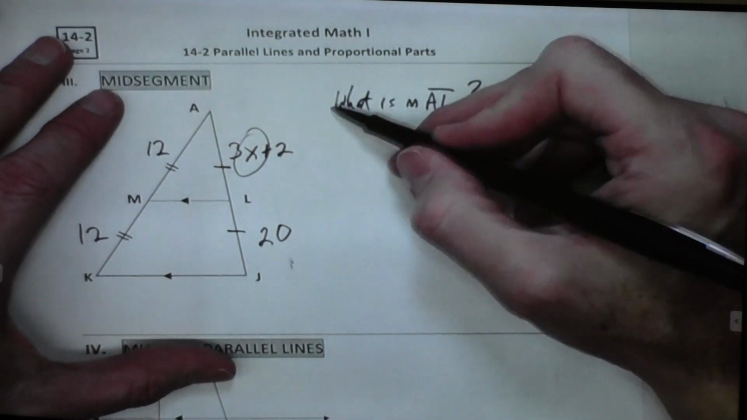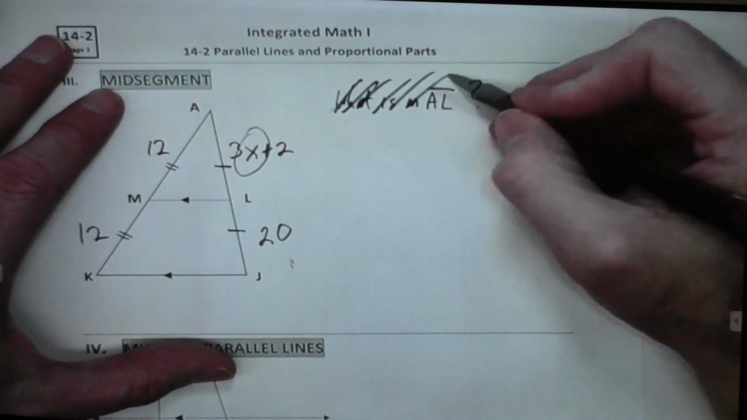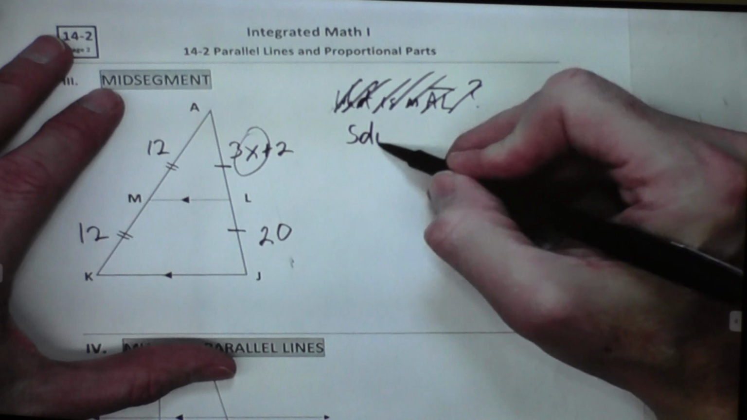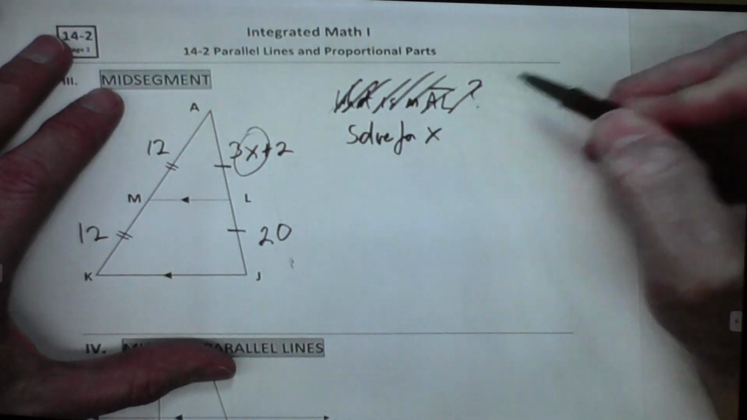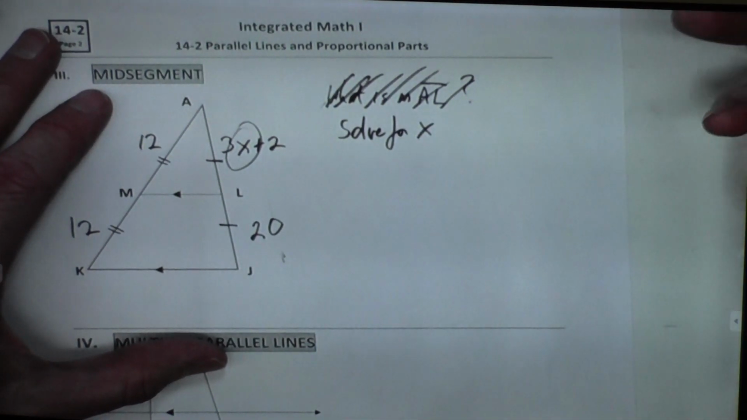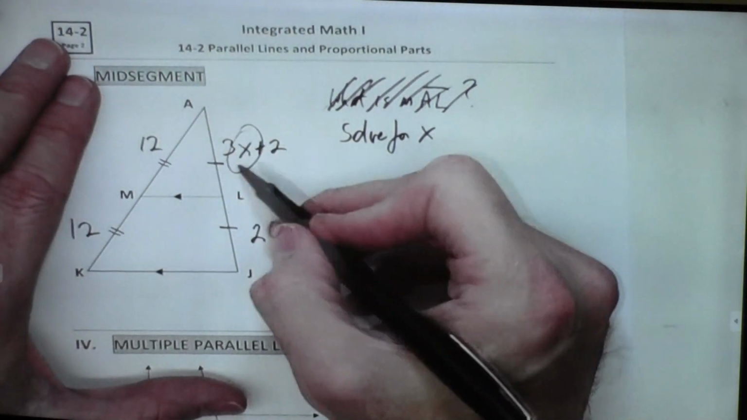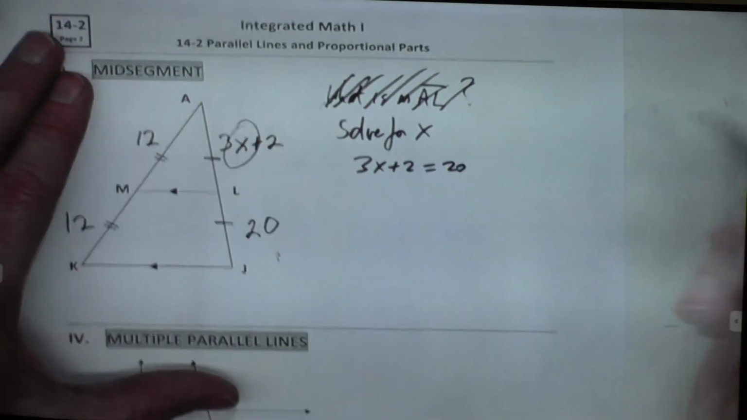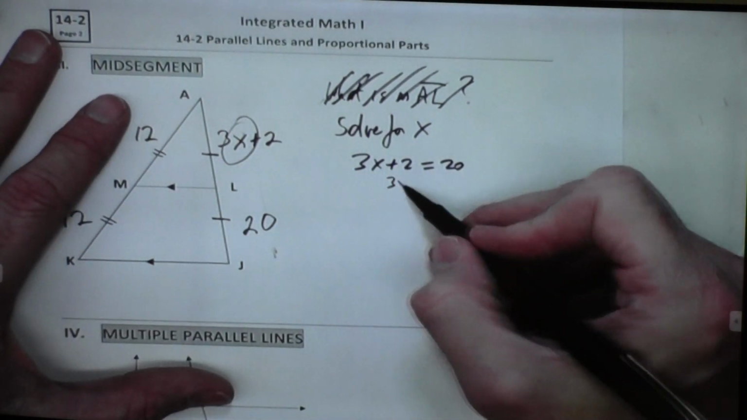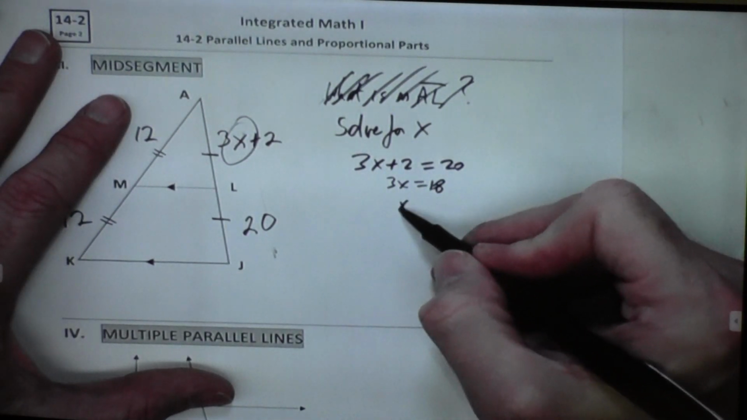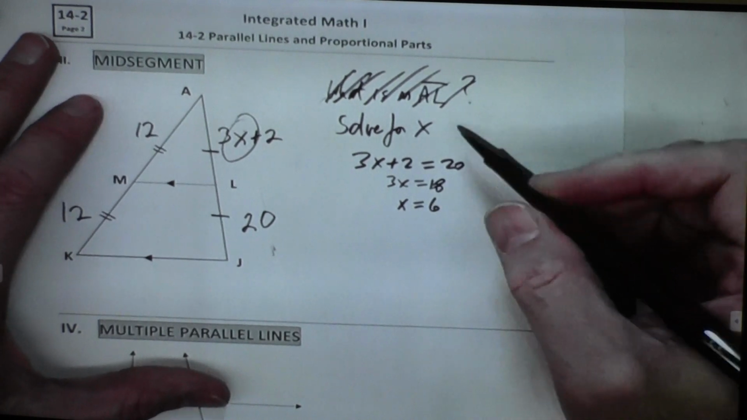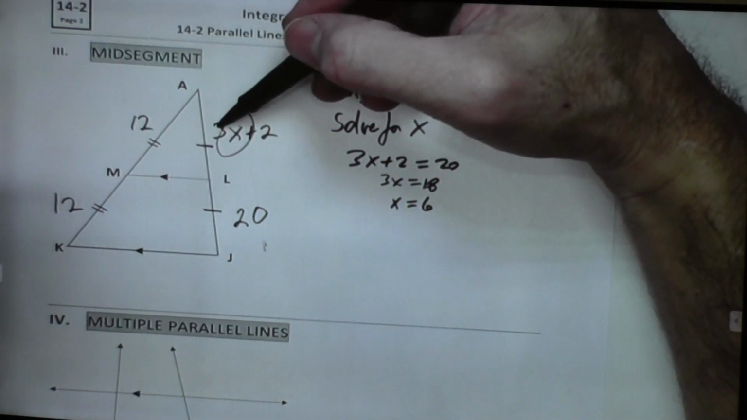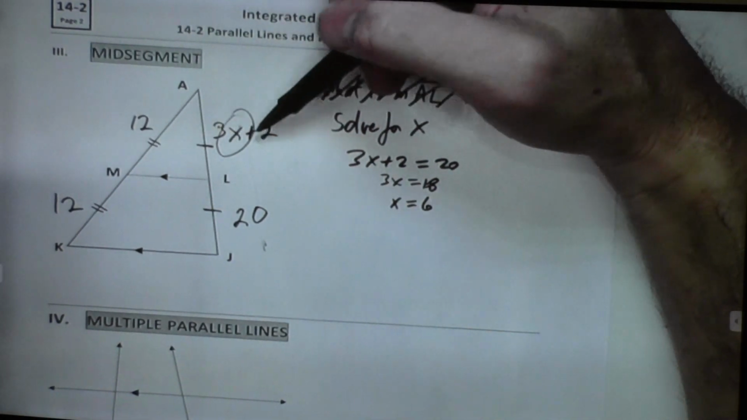Oh, so actually what I should do is not say that. In this case, I should be saying solve for x, because it's too easy to say that's 20. So one more step is let's solve for x. So if that's going to be equal to 20, let's do 3x plus 2 equals 20. Subtract 2. So x equals 6. 6 times 3 is 18, plus 2, that does indeed prove it's 20.